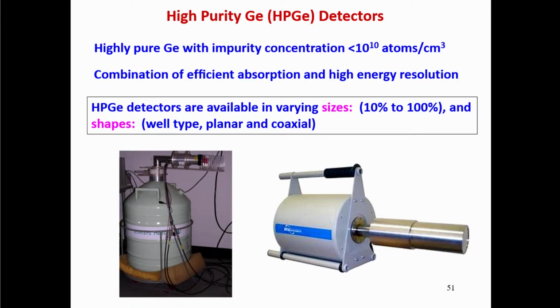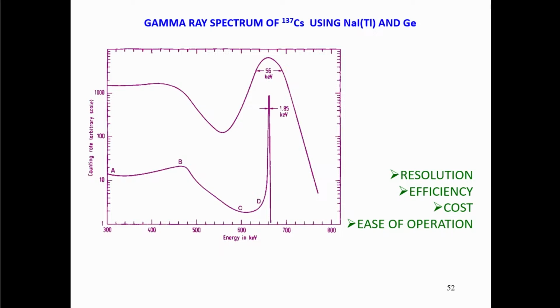It is used in planar form for low energy photon spectrometry. When you are detecting low energy gamma rays, you go for a smaller, planar detector like this. You can directly see the comparison of the gamma ray spectrum of cesium-137 between the sodium iodide and the HPGe detector. You can see the HPGe spectrum is very sharp.